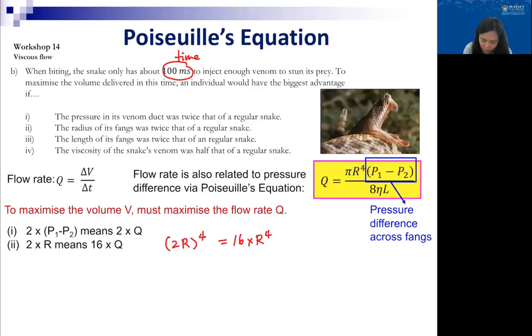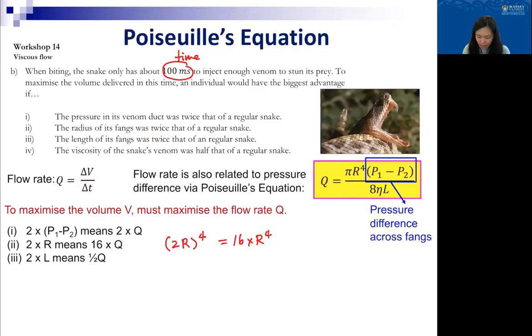Notice, of course, that the flow rate is directly proportional to the radius to the fourth power. So if the radius is doubled, the flow rate should increase 16 times compared to the original flow rate. Does that make sense? Why it's 16 times?